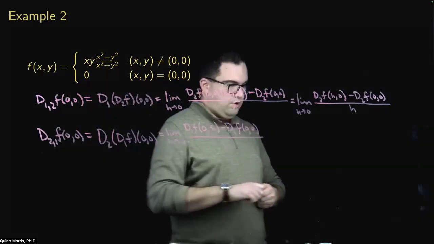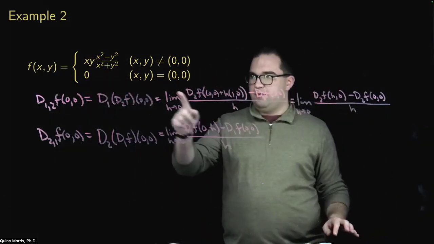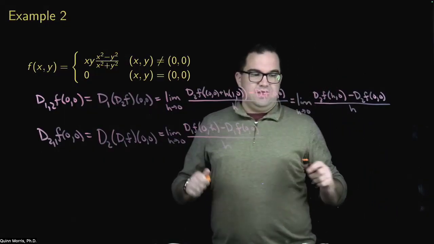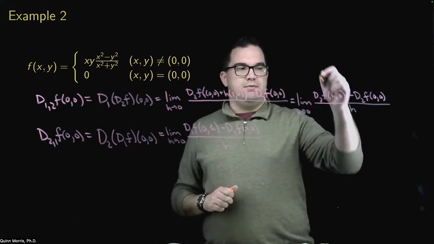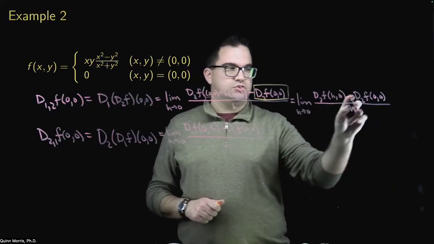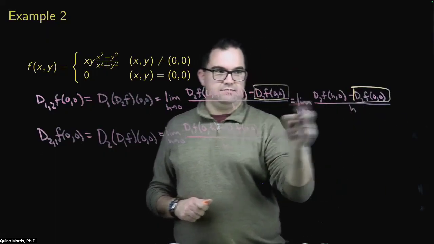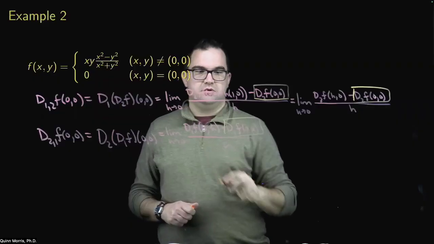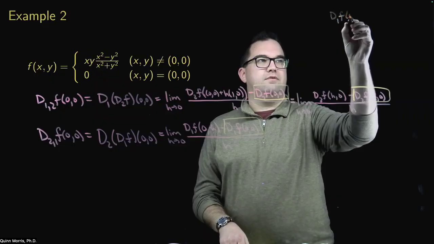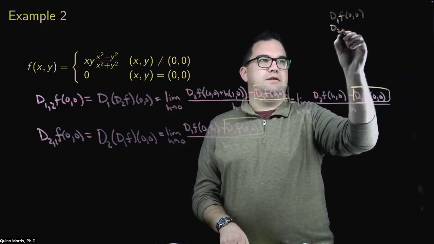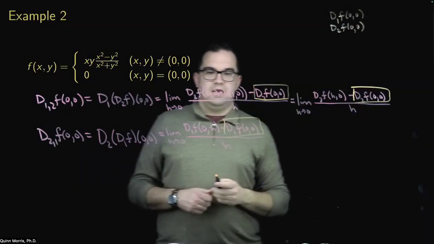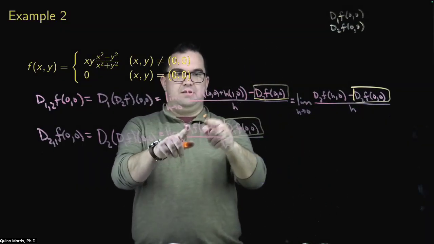So what I understand from all of this is if I want to make sense of what these mixed partials ought to be, then there are really four quantities I need to be able to make sense of. I need my first partials at 0, 0. So I'm going to need to understand D1 f of 0, 0 and D2 f of 0, 0. And then I will also need these.